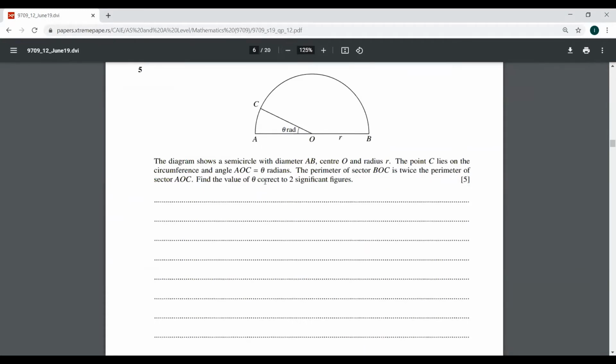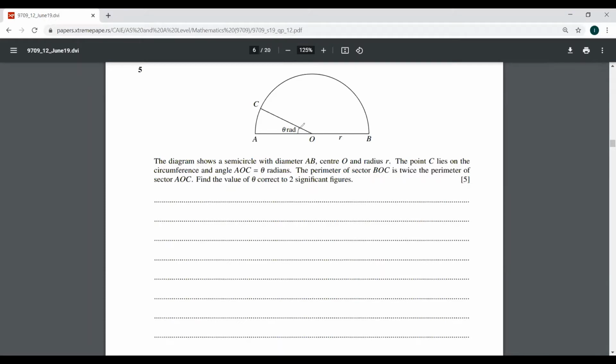In this fifth question, it says the diagram shows a semicircle with diameter AB, center O, and radius R. The point C lies on the circumference and angle AOC is theta. The perimeter of sector BOC is twice the perimeter of sector AOC. Find the value of theta correct to 2 decimal places.